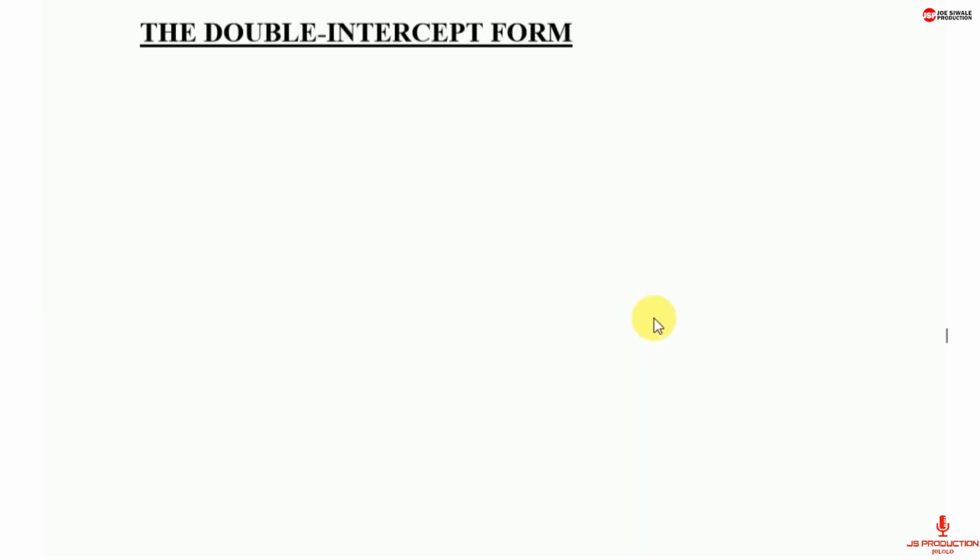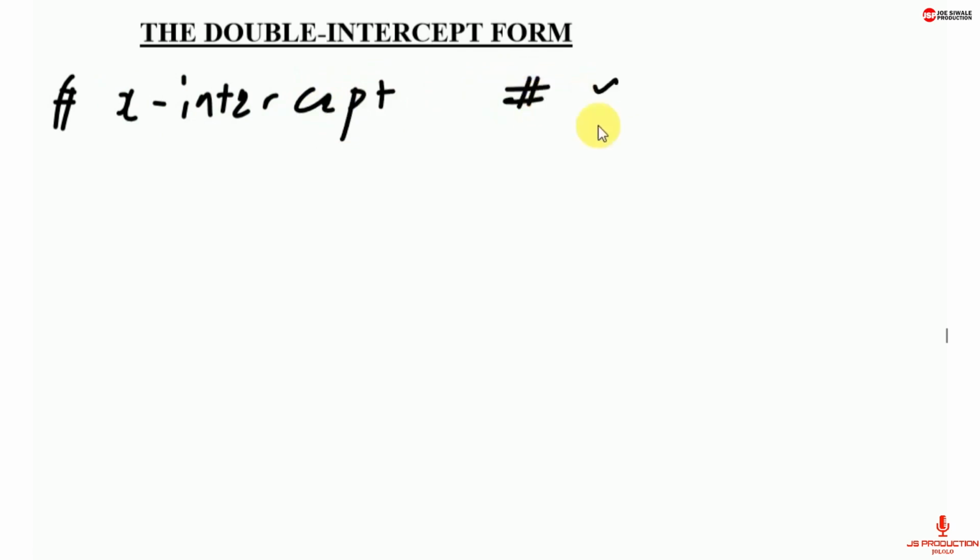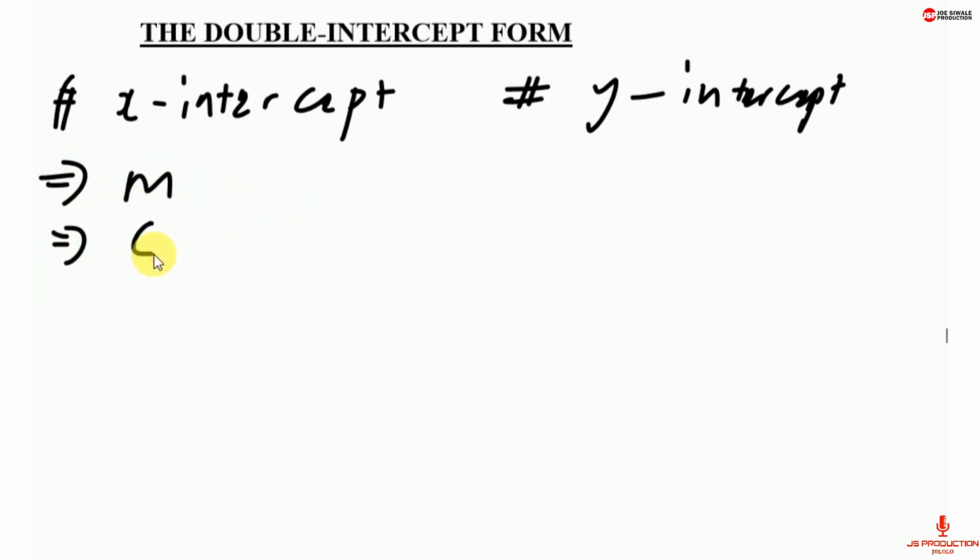So I've said that the double intercept form is a form where you're going to be given the x-intercept. You're also going to be given the y-intercept, and from these two pieces of information you can calculate your gradient. And after you know your gradient, and since you know your y-intercept, which is c, you can write the equation of the straight line, which is equal to mx plus c.